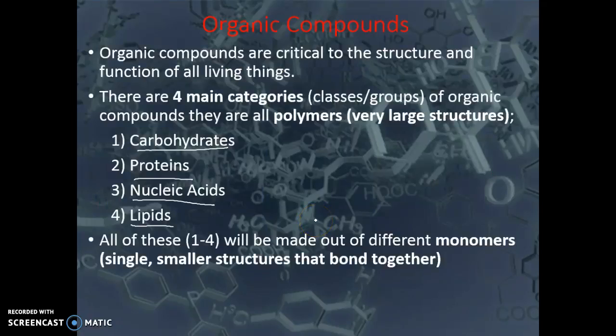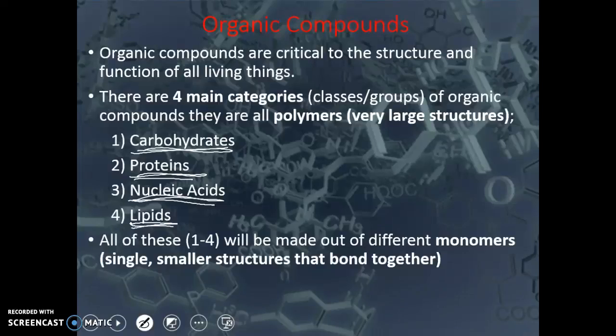So organic compounds are critical to the structure and function of living things. All living things are made up of 4 categories of organic compounds. So we have the carbohydrates, things like sugars and starches, proteins, usually found in meats, nucleic acids, which is DNA and RNA, and lipids. Any organic compound can fall into one of those 4 categories.